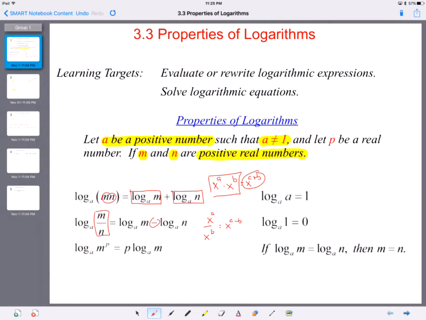We also have this one. This is the power property here, where you have a log base a of a number or a variable raised to a power, and what you can do is you can actually take that and move it to the front of the logarithm, which you see right there. Okay, so that really just gets moved to the front, and you get p times log base a of m.